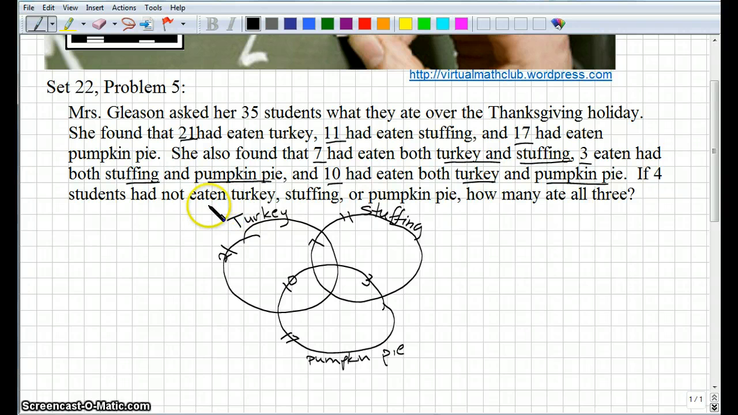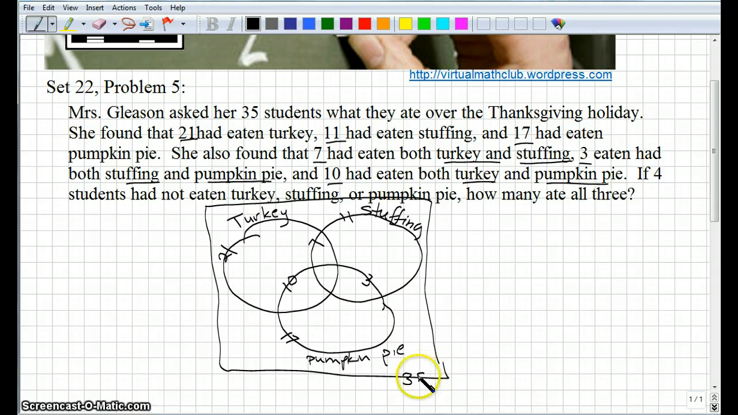So let's draw a box around this whole thing to represent all of the kids in the class. So that's 35. Again, I'll write it on the line because it's the whole set. And then we know that 4 didn't eat any of these things. So we have 4 out here in no man's land, right? They're outside these 3 sets, okay? So now we've taken all the data that we were given in the problem and organized it in a Venn diagram, V-E-N-N diagram. Handy tool for organizing data for certain kinds of problems.